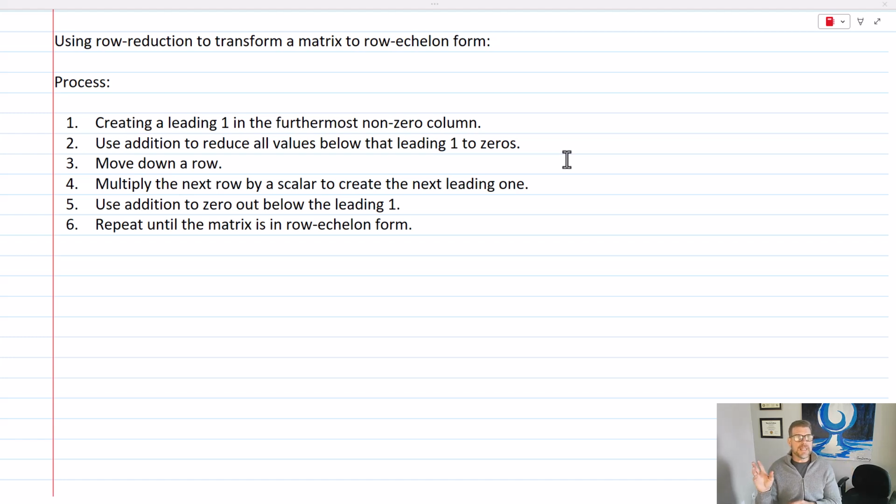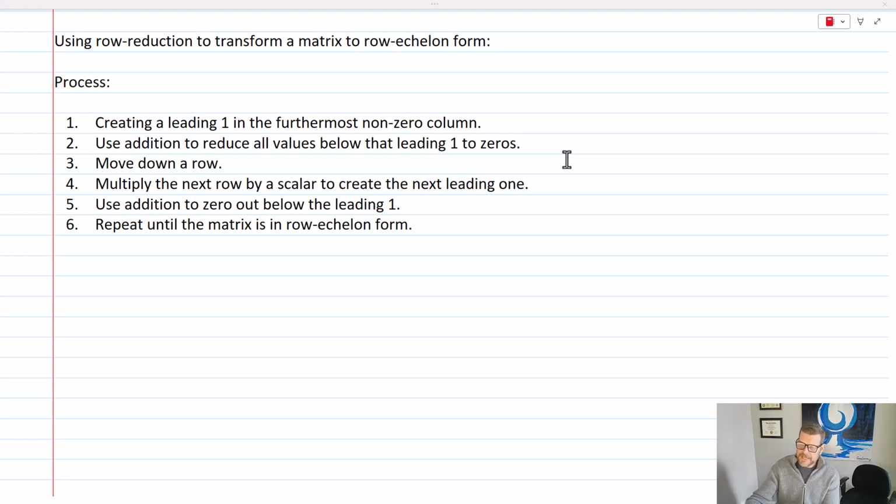1, we're going to create a leading 1 in the furthest most non-zero column. Then 2, we're going to use addition to reduce all values below that leading 1 to zeros, if they're not already zeros. Then we'll move down to the next row. Then we'll multiply the next row by a scalar to create the next leading 1. Then we'll use addition to zero out below the leading 1. And we're going to repeat that process until the matrix is in row echelon form.